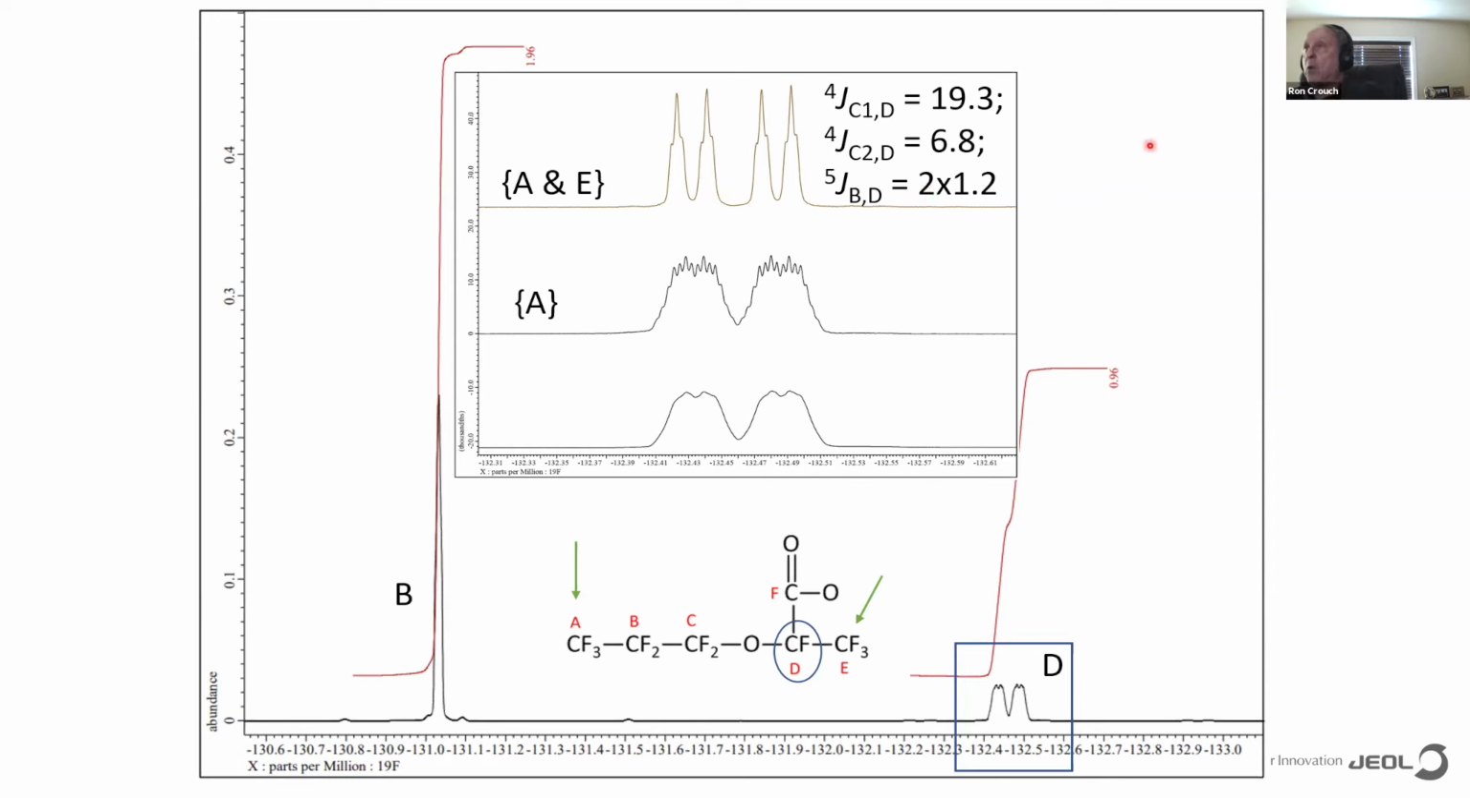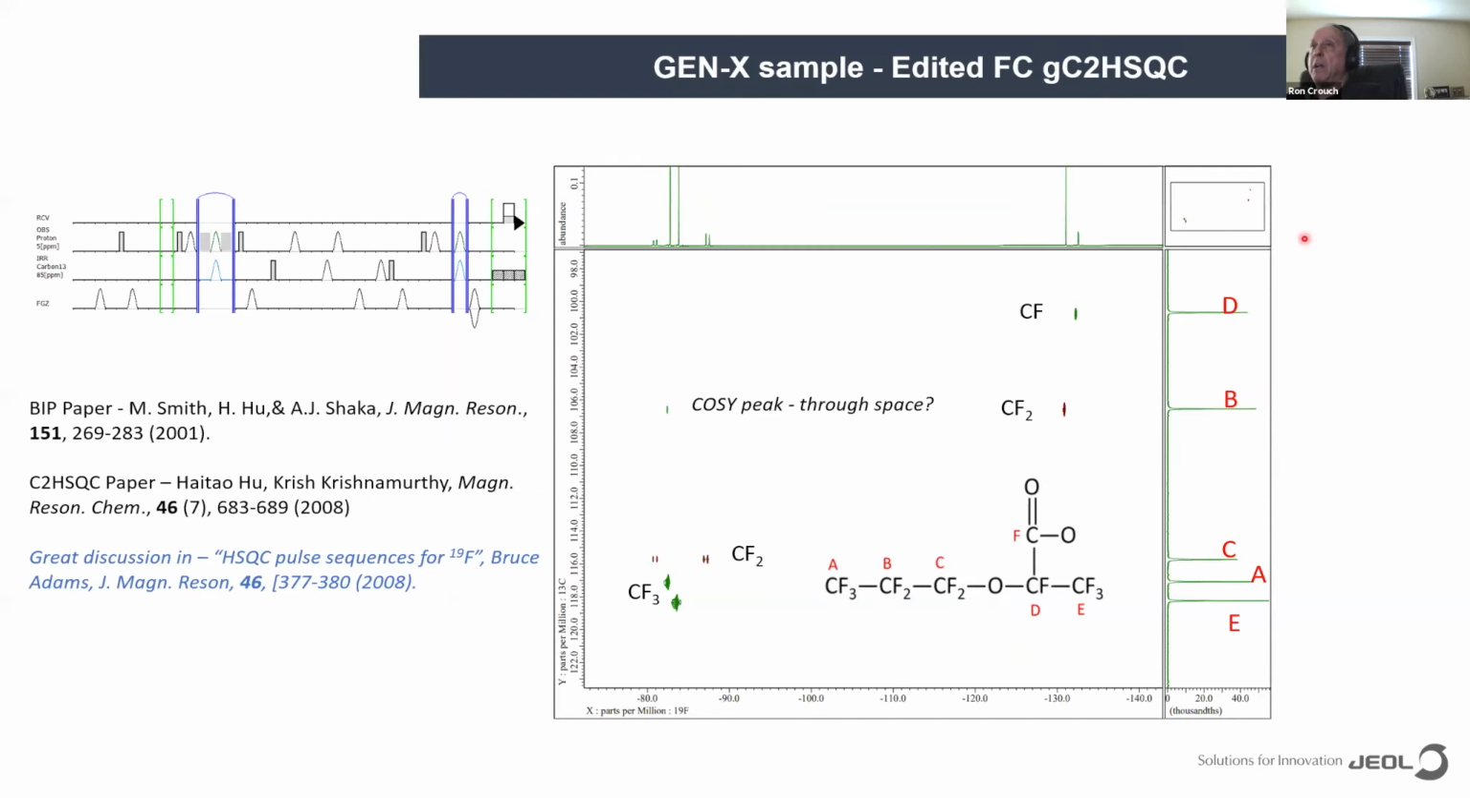So the fluorine homonuclear couplings are a bit confusing, but HSQC can come to the rescue because we can spread all this information out into 2 dimensions. So of course we can run fluorine carbon HSQC. There's lots of nice papers about it. Bruce Adams did a paper long ago overviewing the sequences at that time.